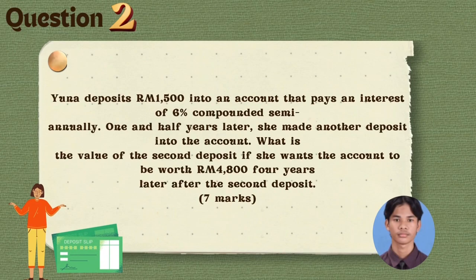Next, question number 2. Yuna deposits 1,500 ringgit into an account that pays an interest of 6% compounded semi-annually. 1.5 years later, she made another deposit into the account. What is the value of the second deposit, if she wants the account to be worth 4,800 ringgit 4 years later after the second deposit?